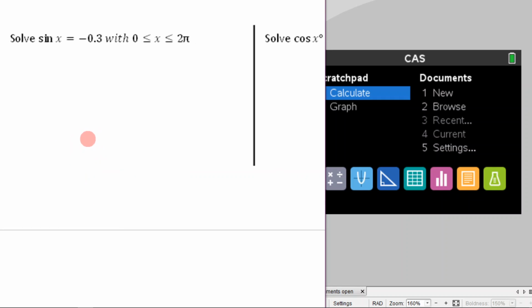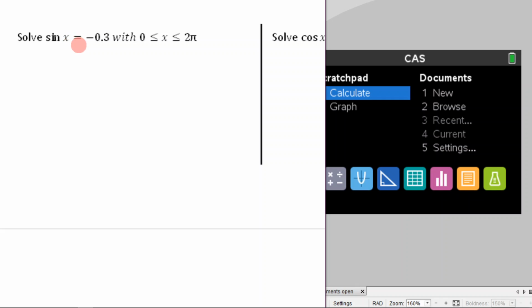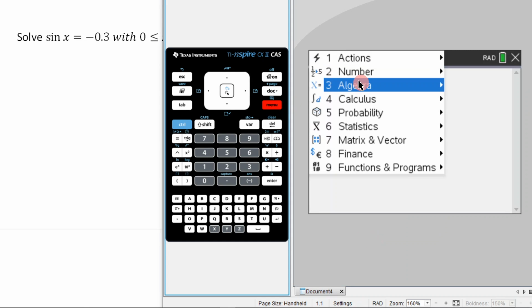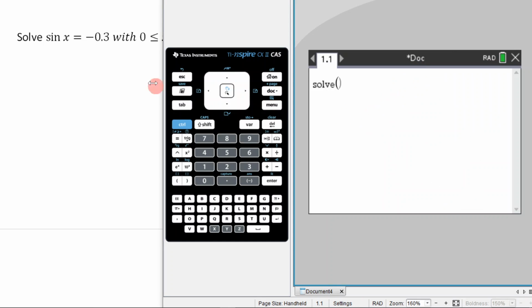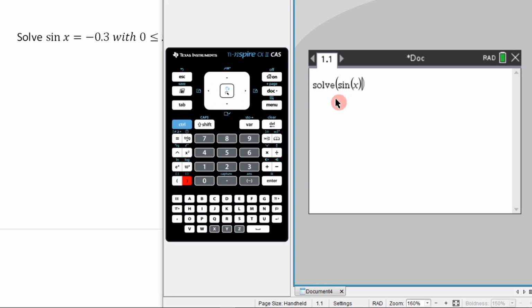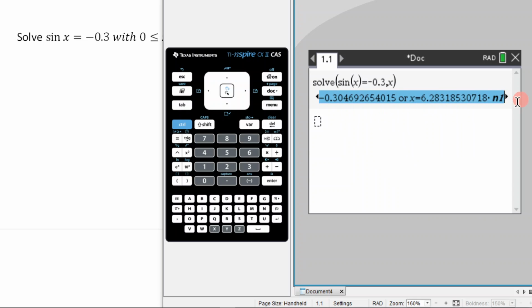So we have solve sine of x is equal to negative 0.3 with my x between 0 and 2 pi. It's clear that I'm in radians. I'm going to come over here, go menu, go algebra, go solve. And now I need to bring up sine, so I hit trig, sine. Then I go x is equal to negative 0.3 comma x. And now if I hit enter here, look what happens. It gives me an infinite amount of solutions.